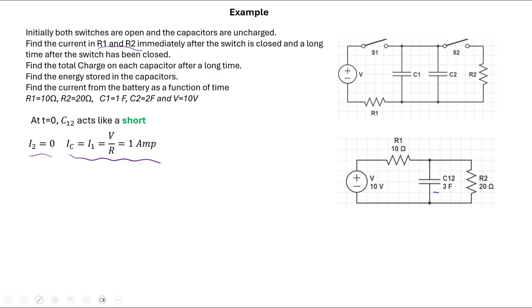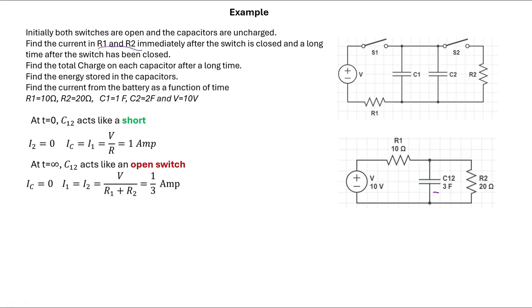Okie doke. So after a long time, at t equals infinity, C12 acts like an open switch. That means that IC is going to be 0, and then the current that flows through I1 and I2 is the same, depends on the total resistance, and you end up with a third of an amp. Okay, how about the charge? Now, after a long time, C12 is in parallel with R2. In fact, not even after a long time. I would just say always C12 is in parallel with R2.